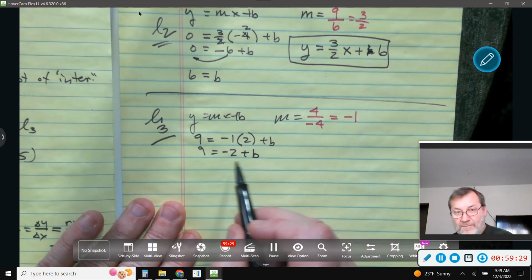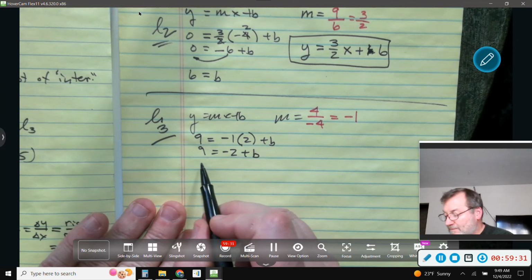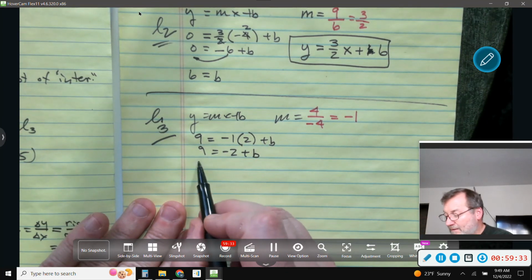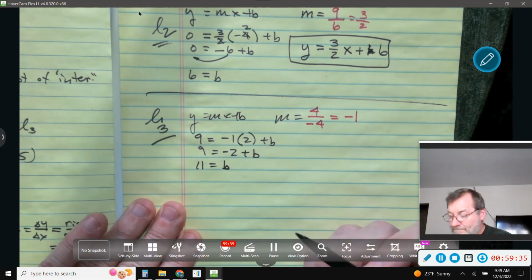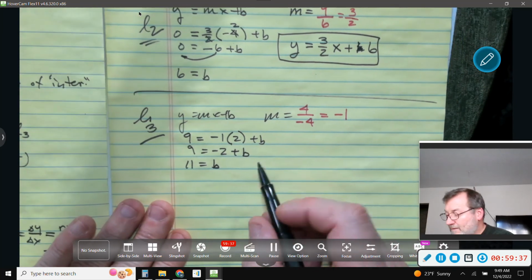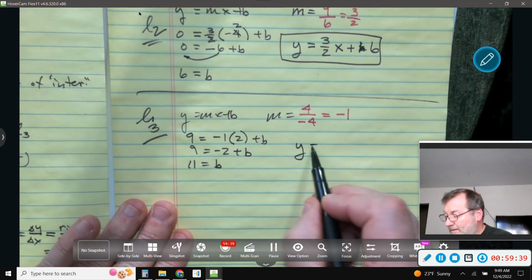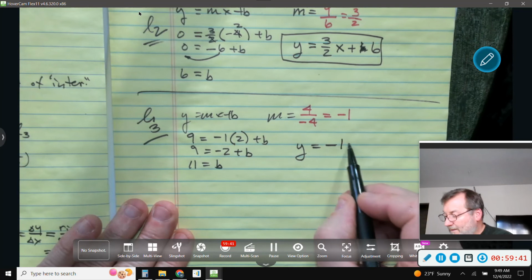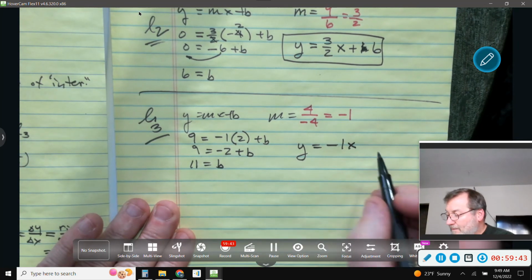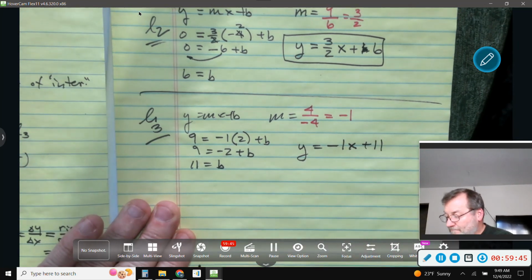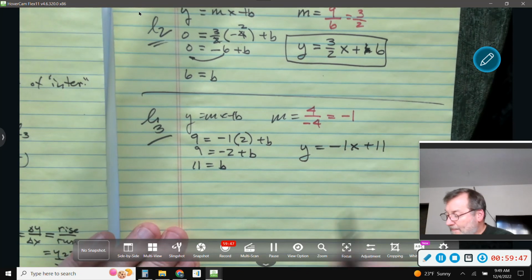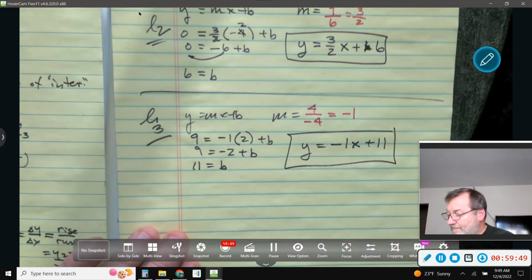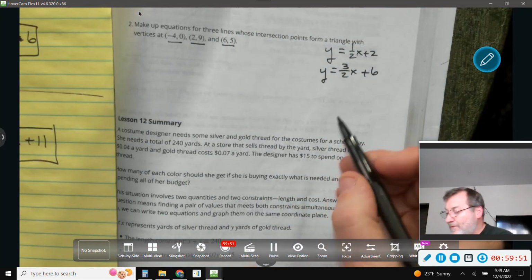I've got to solve for b, so that means I have to add 2 to both sides. Add 2 to 9, you get 11, and that's what b is. So your equation turns out to be y equals -1x plus 11. And there's your third equation. And that's what they asked for, 3 equations.